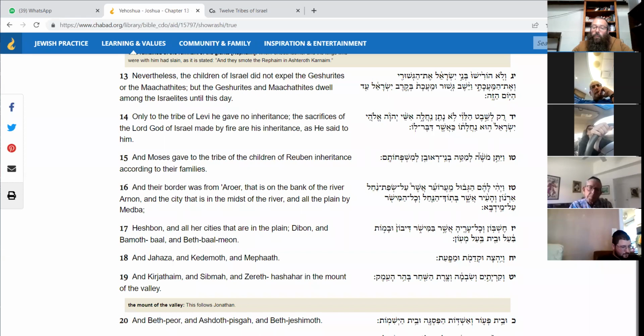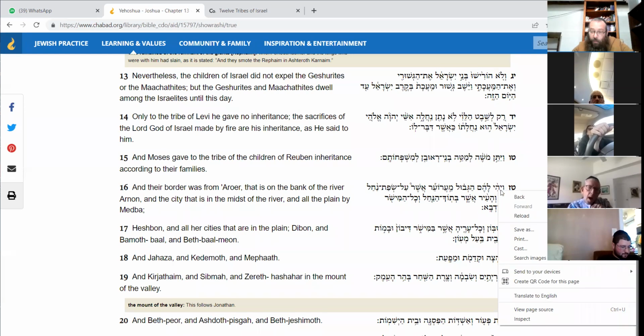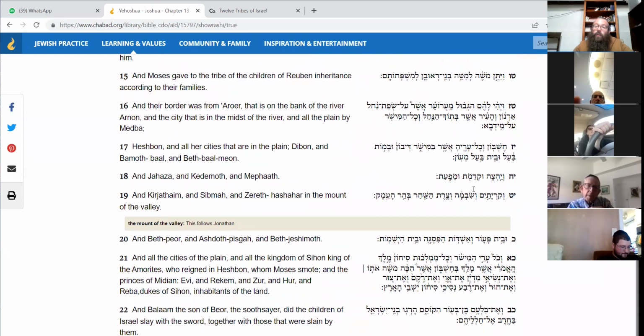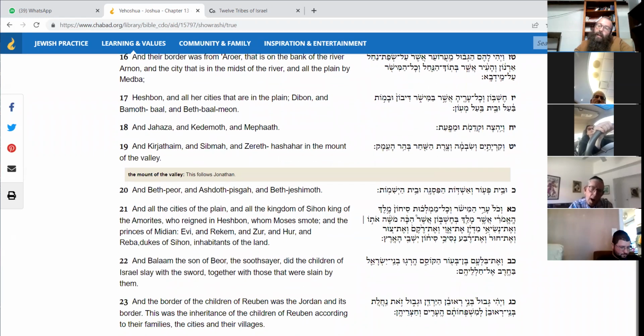Moshe gave to the tribe of Reuben and to their family. And the border was, again, the southern border, which we already mentioned, because they lived all the way to the south, which was the whole swath of land. From that city of Aroer, that's by the Arnon River, which I showed you before, and the city that was inside the river, Medeva, and the whole area of the plain to Medeva, which is on the southern territory of where the Jews got that whole section.